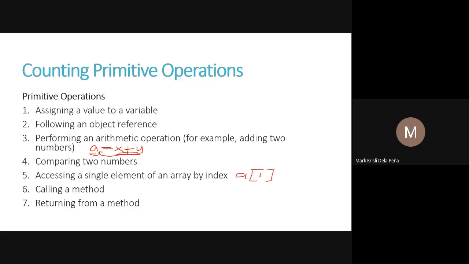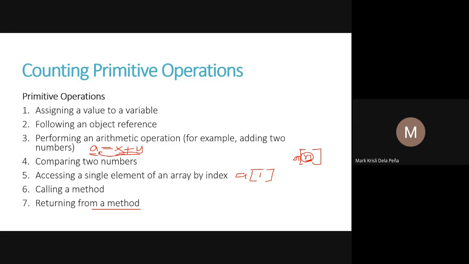So that's one operation. However, if you use an iteration or a loop to access all the elements of the array, that will be a different case. For example, if an array has n elements, then the number of iterations or operations will be based on n. Then we also have one operation for calling a method, and inside the method would be a different count of operations. Then another operation for returning the value from a method.